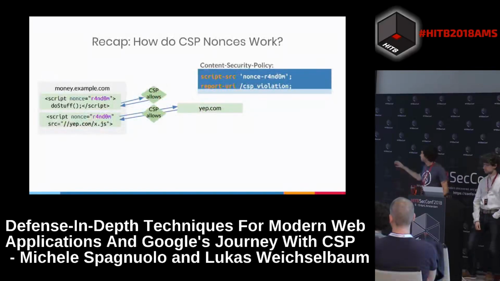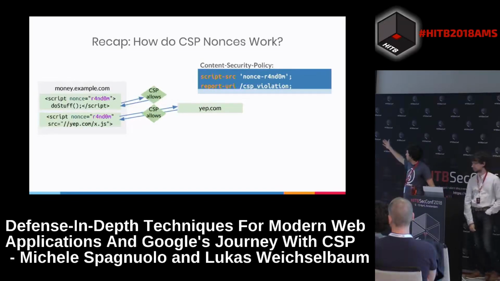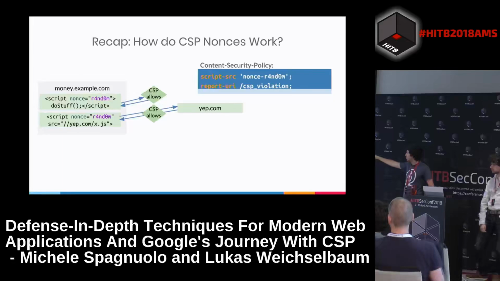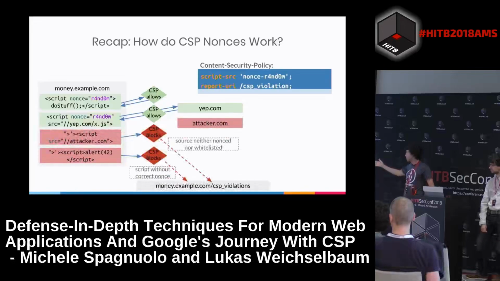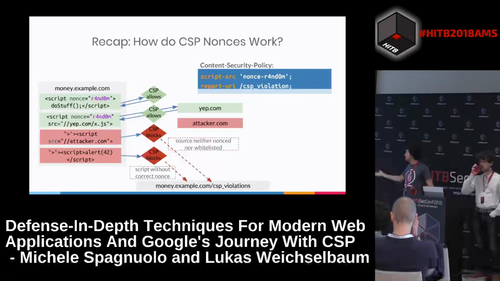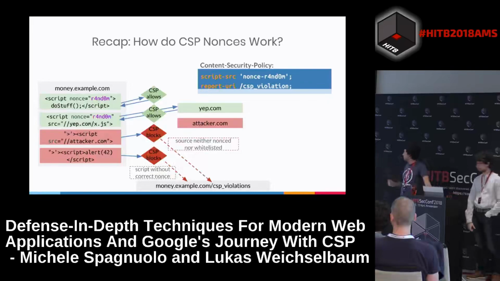Super quick recap, how does a nonce-based CSP work? On the left, we have money.example.com. It is served with this content security policy, which restricts the script source. And the browser allows these two scripts to execute, an inline script and a source script. They both have the correct nonce attribute value that matches the header value, so they execute. An attacker, on the other hand, does not know the nonce value in the header because it's a one-time token, right? Every response has a new value, so he cannot inject a script with the correct nonce attribute, and the browser will block these executions. That's the basic idea behind it.